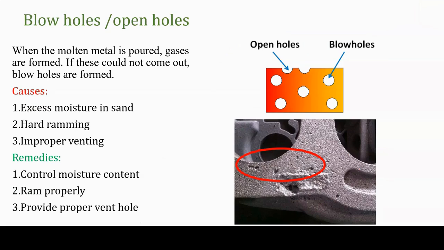The next kind of defect is blowholes or open holes. There will be some holes which happen in the casting like this. If the hole is in the interior, it is called a blowhole. When it is on the surface, it is called an open hole. This always happens due to the gas which was developed while pouring the molten material, which cannot come out of the mold cavity. It is caused by excess moisture in the sand, hard ramming and improper venting. This can be avoided by controlling the moisture content in the sand, ramming the mold properly and providing proper venting systems in the mold cavity.